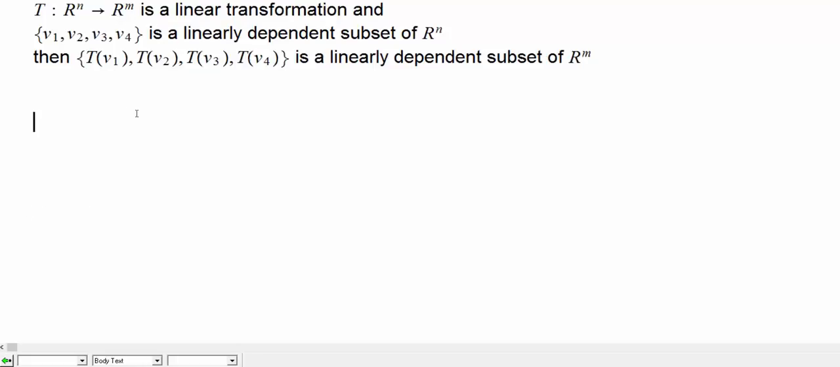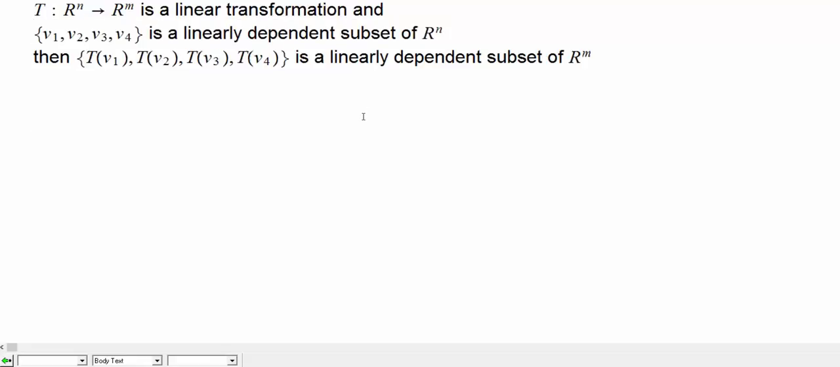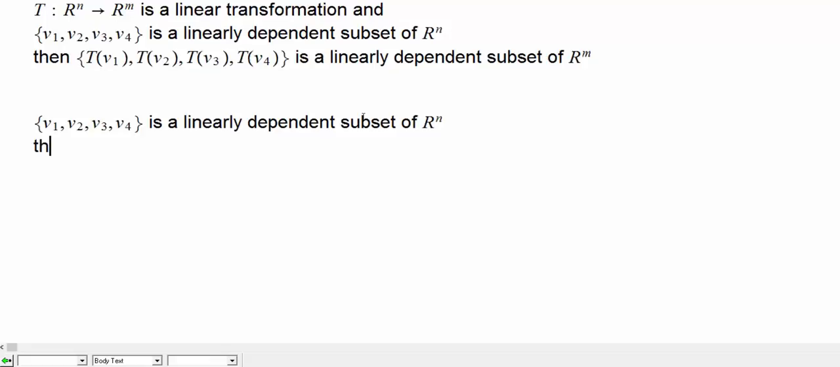So remember this, that we just proved that if we have a linear transformation and we have a linearly dependent subset of this domain set, then its direct image is linearly dependent. And our approach was this, that if I have a linearly dependent subset of Rn, then what happens is this.